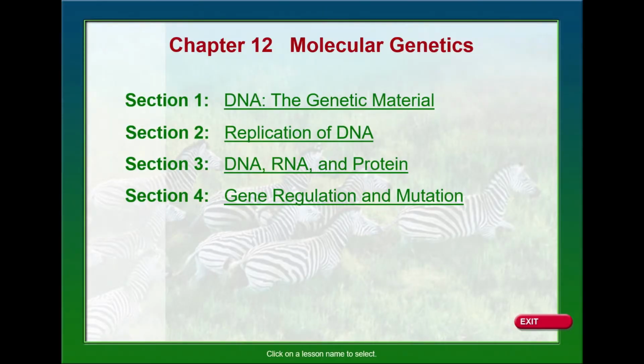So throughout this chapter, we're going to look at DNA as the genetic material. We'll look at replication of DNA. We'll look at DNA, RNA, and proteins and their relationships to each other and the way they function. And then we will also look at gene regulation and mutation. And to start off today, we are going to look at section 1, DNA as the genetic material.